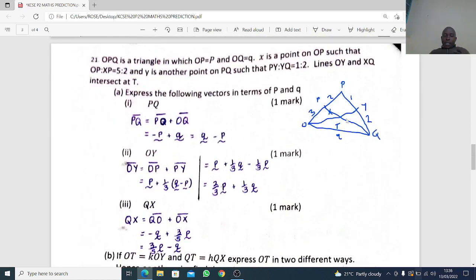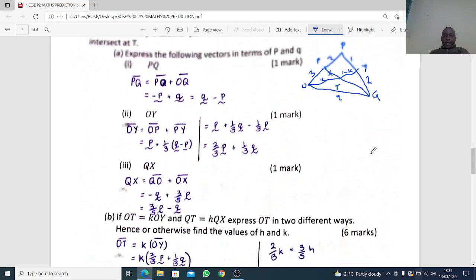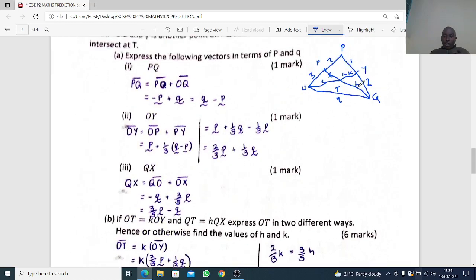We go to the next question: if OT equals K OY, O to T is K OY. So if we have K here, this becomes 1 minus K. Then we are also told that QT is H QX, from Q to T is H. So this is 1 minus H, because the whole line is 1.